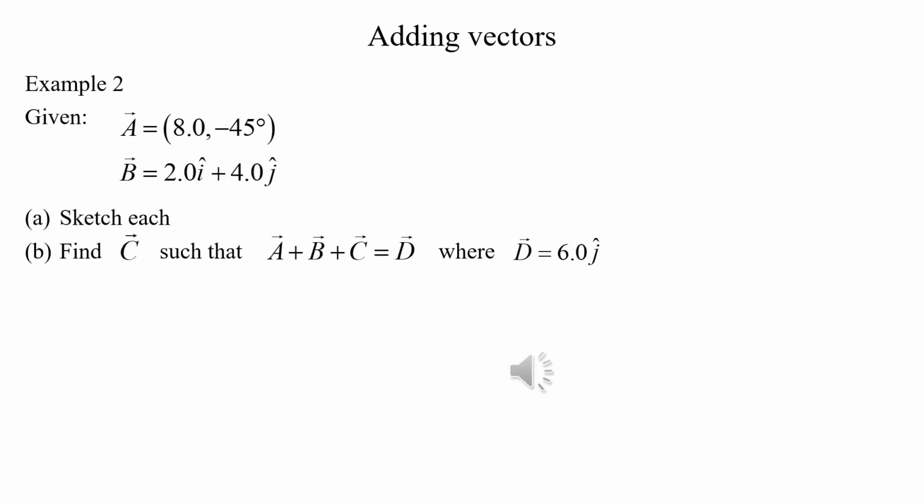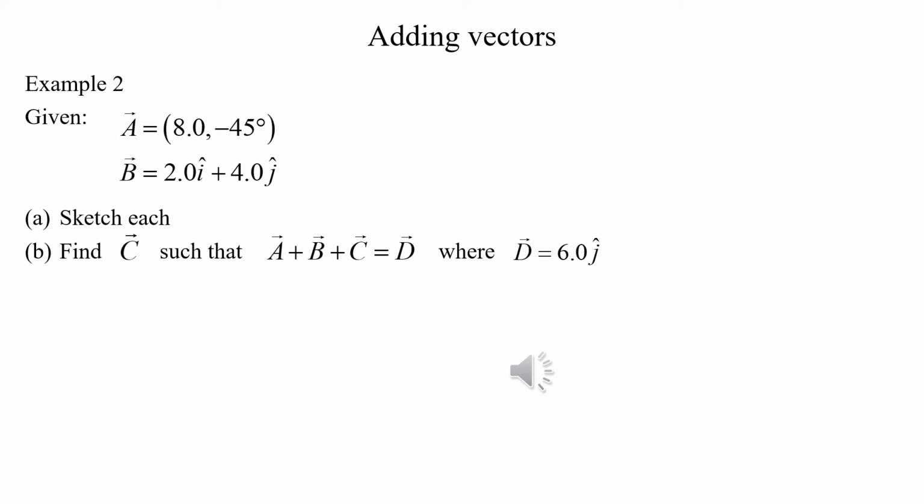Here's another example. I have vectors A and B given. Vector A is given in magnitude angle form and vector B is in components. The question says first, sketch each one, and then part B, we want to find vector C such that A plus B plus C equals vector D, where vector D equals 6.0 j hat.